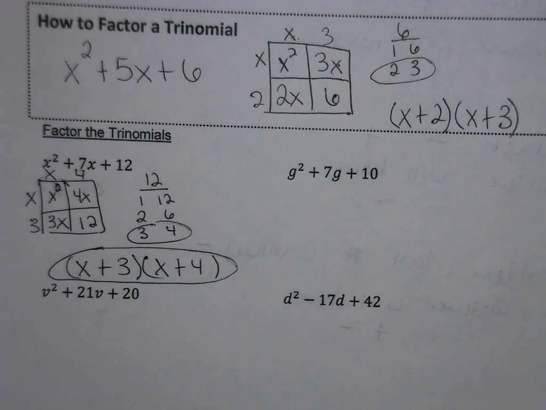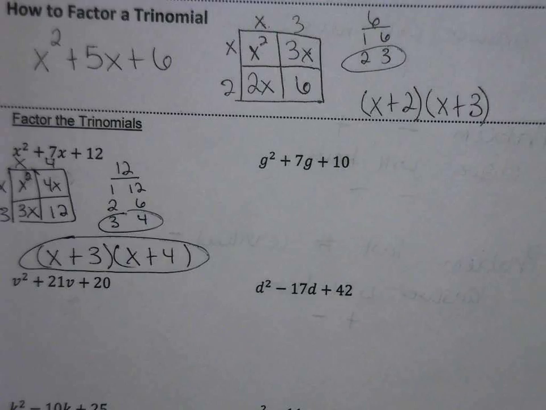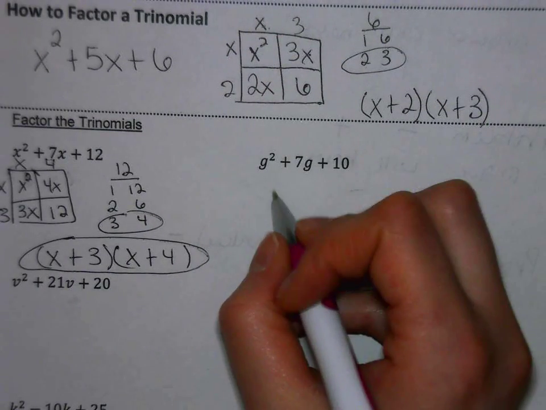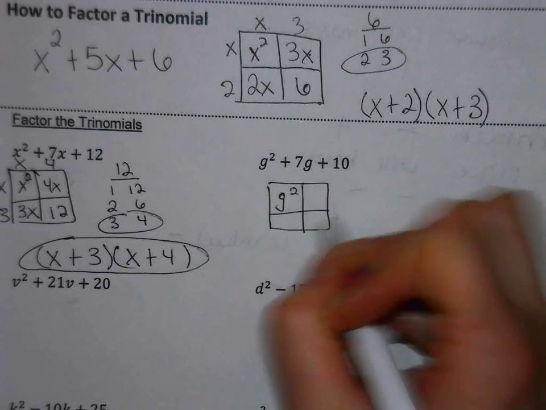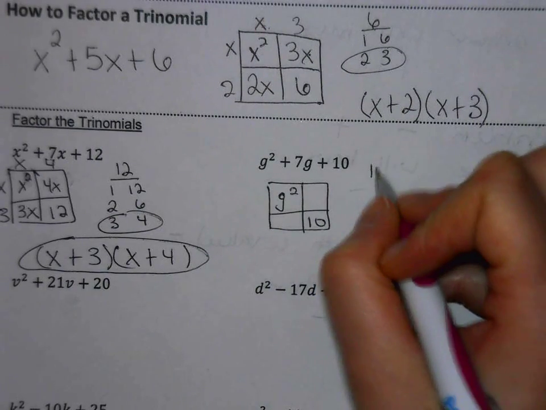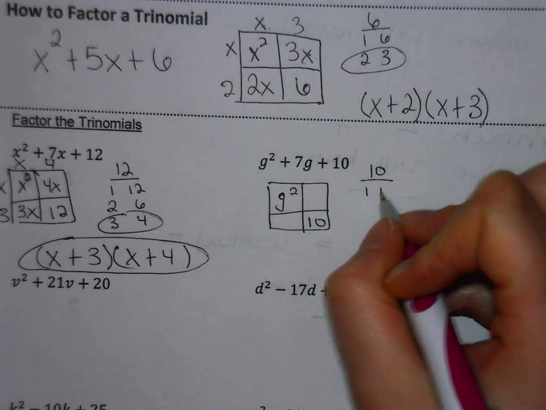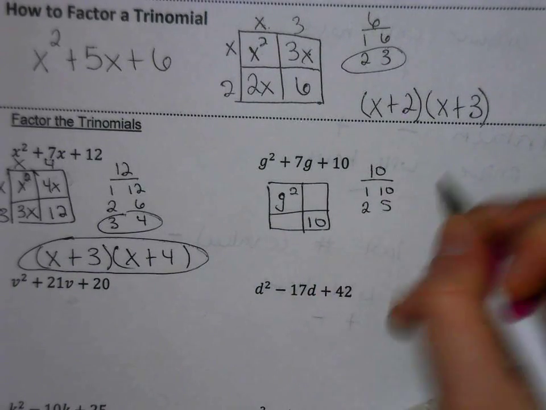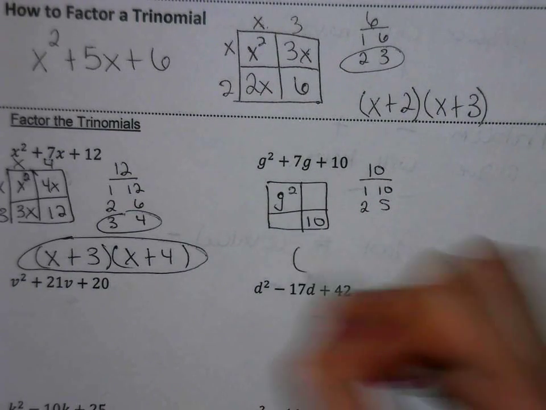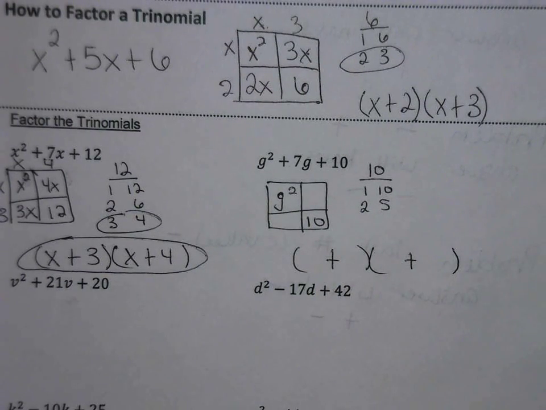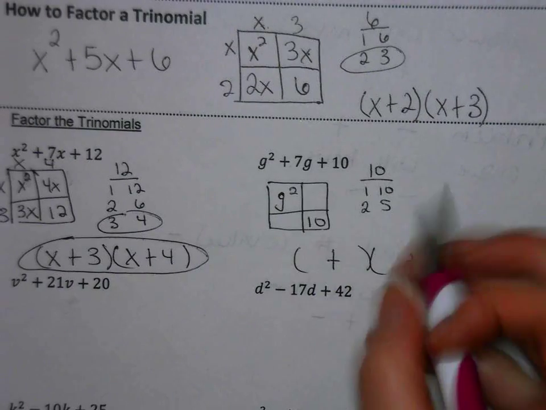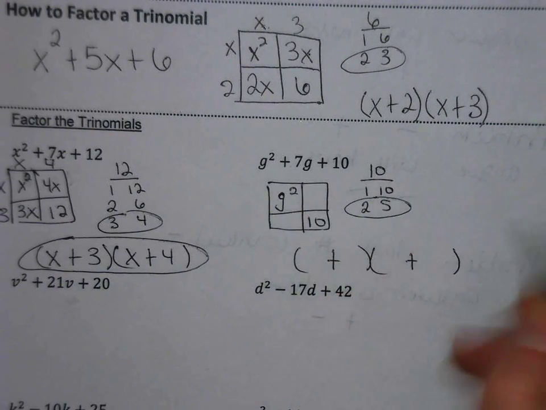Okay, let's look at another example where we have 2 pluses. Draw our box. We have g squared and a 10. So the factors of 10, 1 and 10, 2 and 5. 2 pluses in our problem, so we want 2 plus signs in our answer. To get to a positive 7g, we have 2 and 5, so this is 2g and 5g.